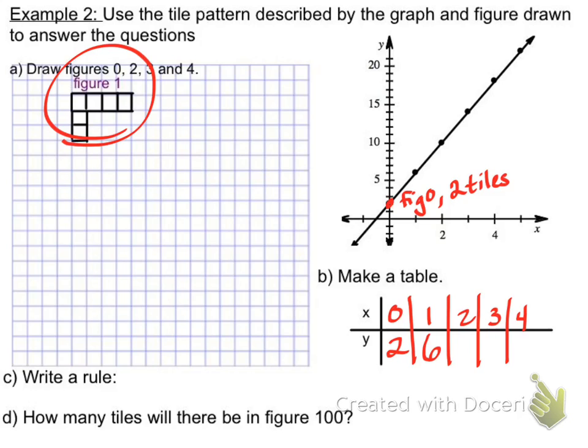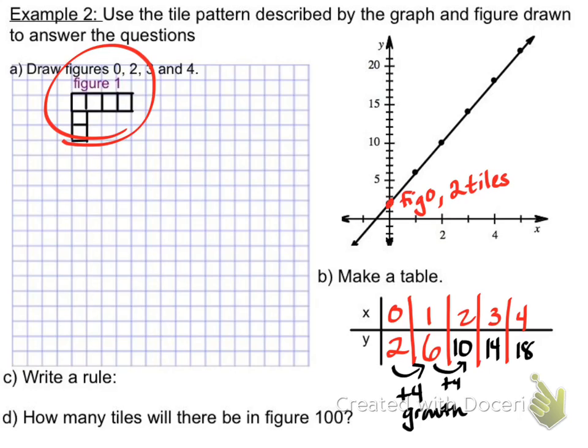I could do that again for other figures, or I can look for the growth. You should notice that there's a plus 4 growth. 2 to 6, you added 4 tiles. We add 4 tiles again, we get to 10. And again, 14, and again, 18. So once you know the growth, building the table is very easy, which is why I recommend making the table.